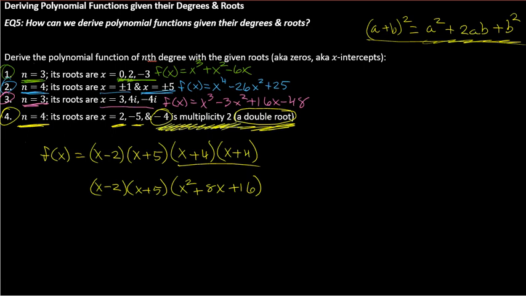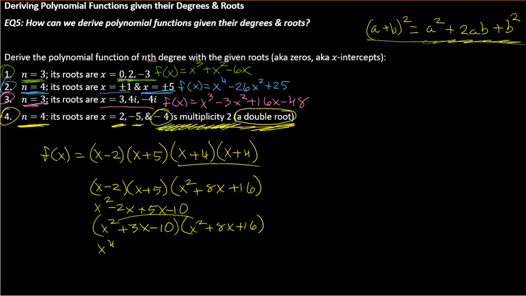Now we just need to FOIL all of this out. So I'm going to have x squared minus 2x plus 5x minus 10. Combine like terms, x squared plus 3x minus 10. And we're going to multiply this by x squared plus 8x plus 16. And we know how to FOIL these guys. So x squared times x squared, x to the 4th, right? We're going to distribute each term. Okay, so times 8x is going to be plus 8x cubed, and then plus 16x squared.